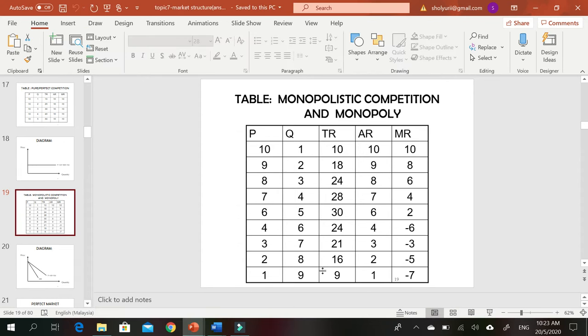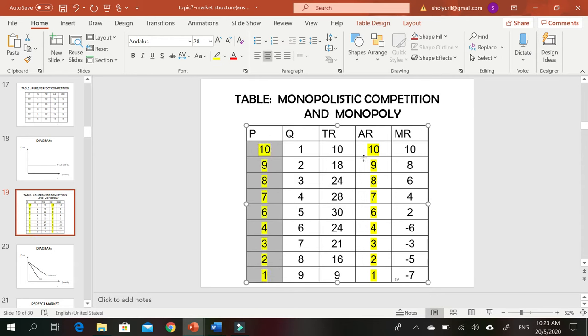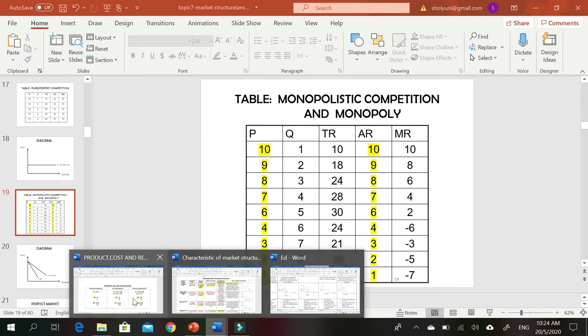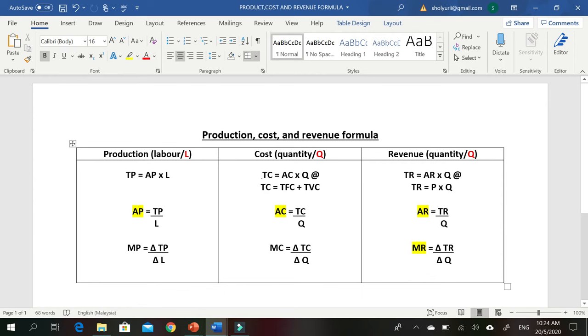So this is the answer. As you can see here, look at this column. This one. And also this one. Isn't it the same? Nilai dia? So, kesimpulan yang saya kata, tak kisahlah it's perfect competition ke, monopolistic ke, monopoly ke, oligopoly walaupun dia tak tunjuk table, the value of P is equals to the value of AR. That's why the formula is like this. You can use either because the value is the same.